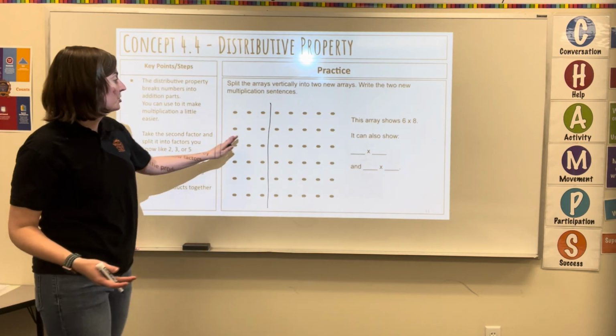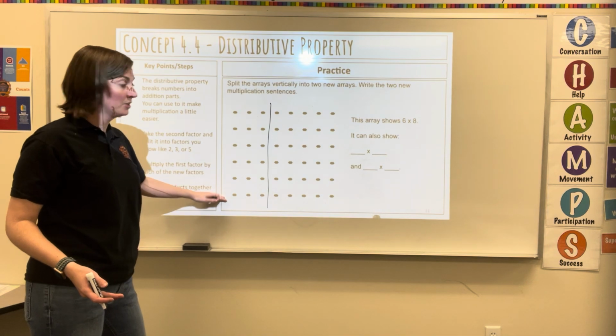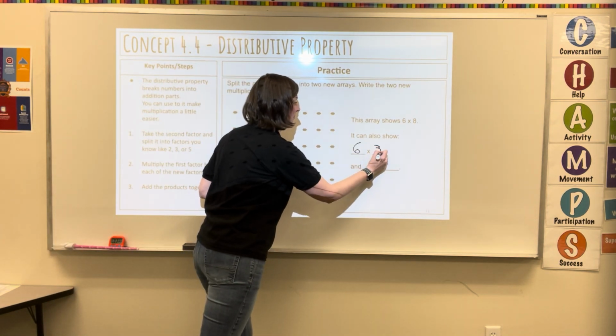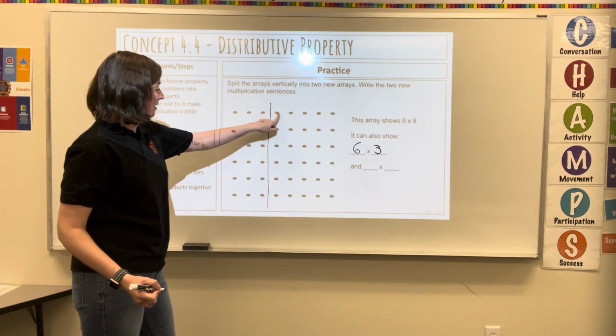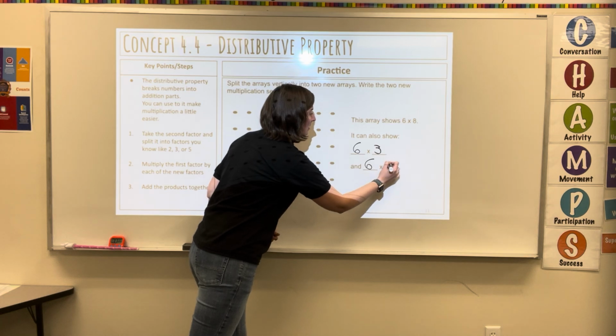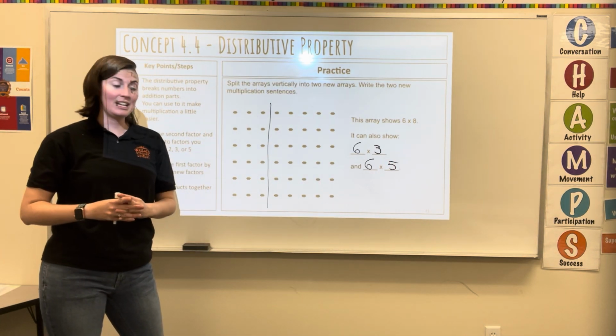So let's stick with our 3 and 5. So I still have 6 rows, 6 times 3. And in this array, I have 6 times 5. So now we can multiply and add those together.